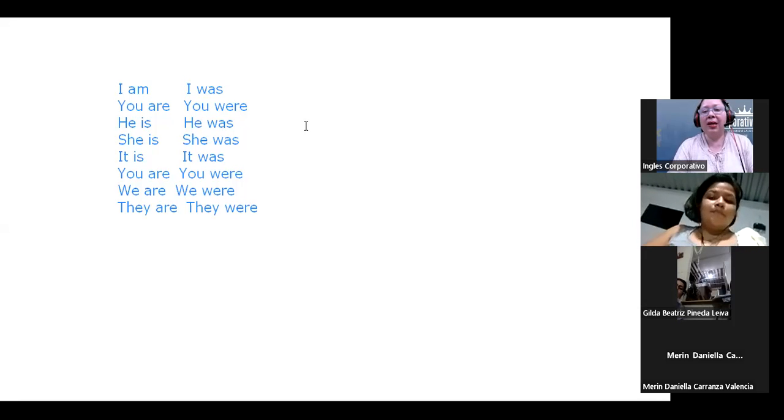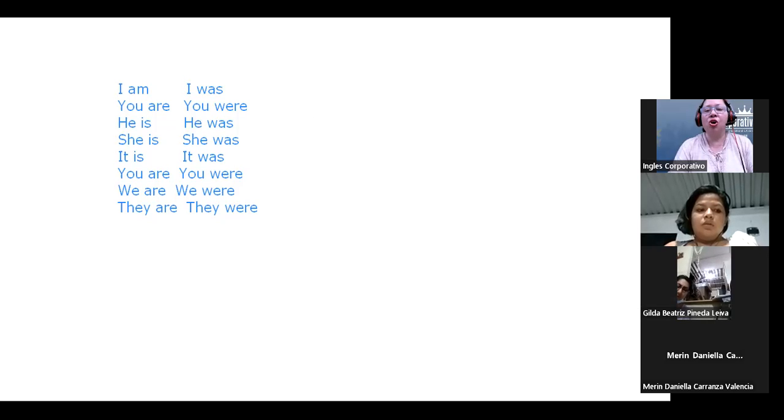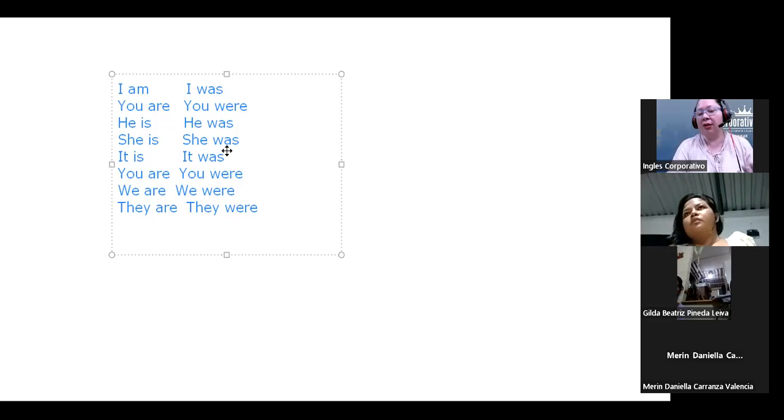Vamos a ir entonces, en nuestro manual tenemos algunos ejemplos de cómo utilizamos el pasado y cómo hacemos los statements, tanto afirmativos como negativos. Aquí lo tenemos como affirmative. Si yo quiero hacer una oración negativa, voy a poner la partícula not. I was not, you were not, he was not, she was not, it was not, you were not, we were not, they were not. ¿Ok?